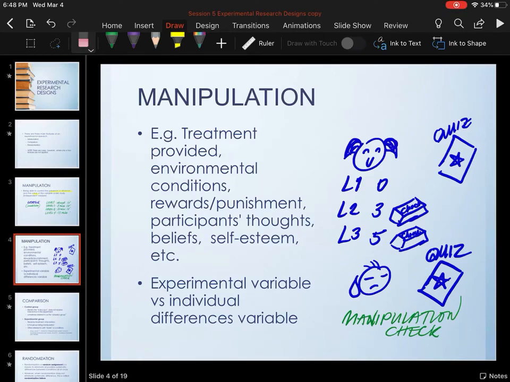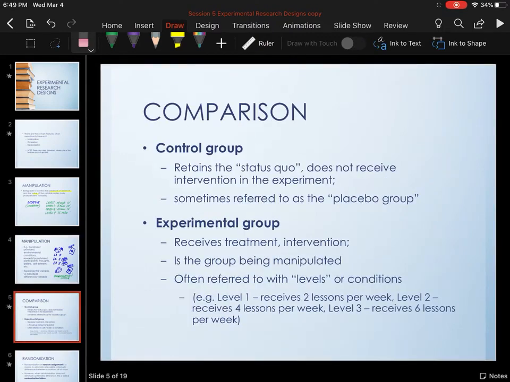All right. So now we're done talking about manipulation. We are going to move on and talk about the two other features of experimental research design, which are comparison and randomization. But let's start with comparison. Now I know you're probably pretty familiar with these terms, the control group and the experimental group.